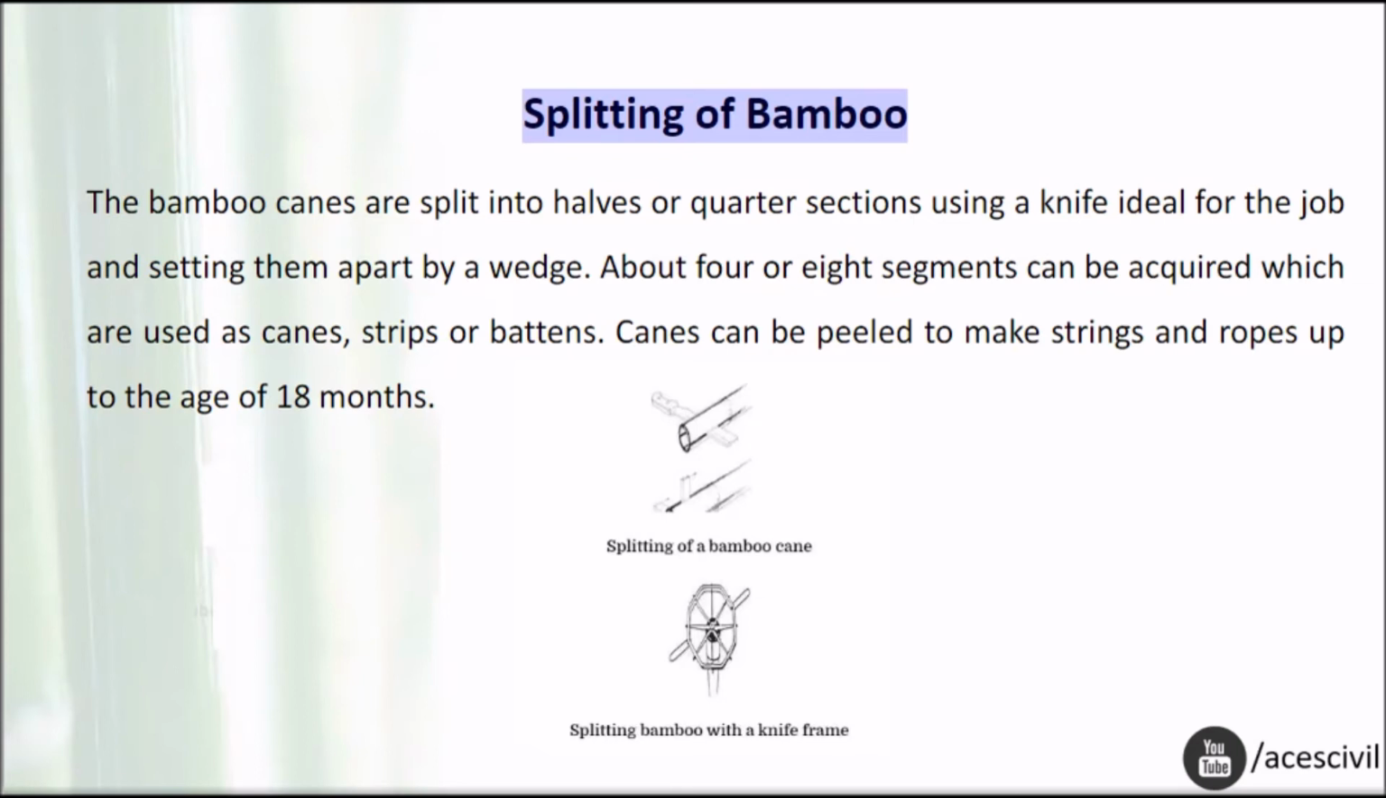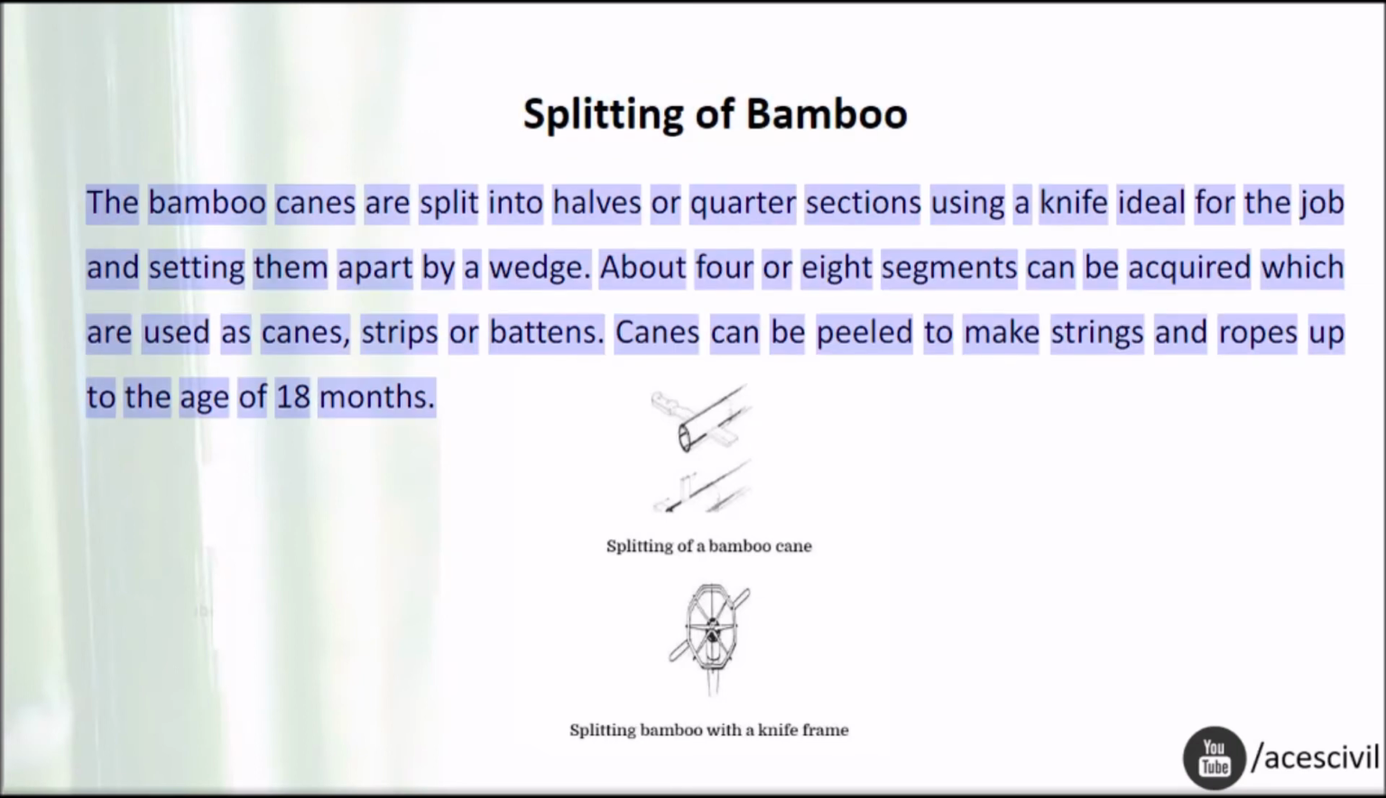Splitting of bamboo. The bamboo canes are split into halves or quarter sections using a knife ideal for the job, and setting them apart by wedge. About 4 or 8 segments can be acquired which are used as canes, strips or battens. Canes can be peeled to make strings and ropes up to the age of 18 months.